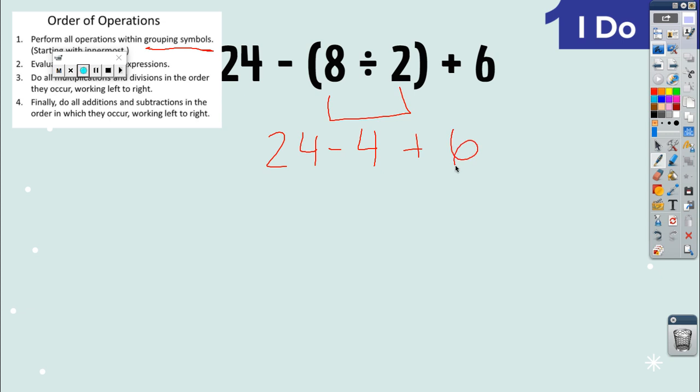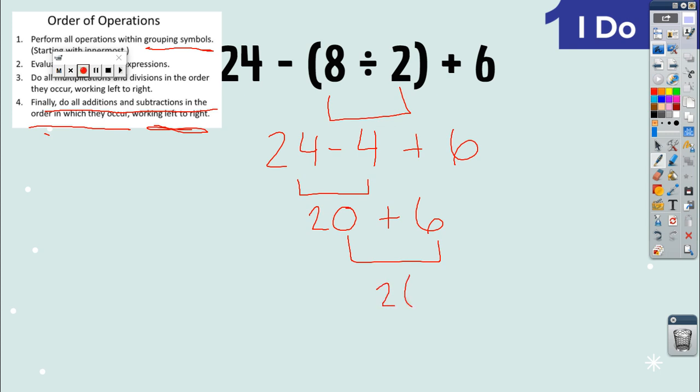Then we move to step 4. Step 4 says do all addition and subtraction in the order in which they occur, working left to right. Meaning that we're going to start with 24 minus 4, which is 20. And then we're going to add 6. And 20 plus 6 gives us 26. So that means that 24 minus 8 divided by 2 plus 6 is equal to 26.